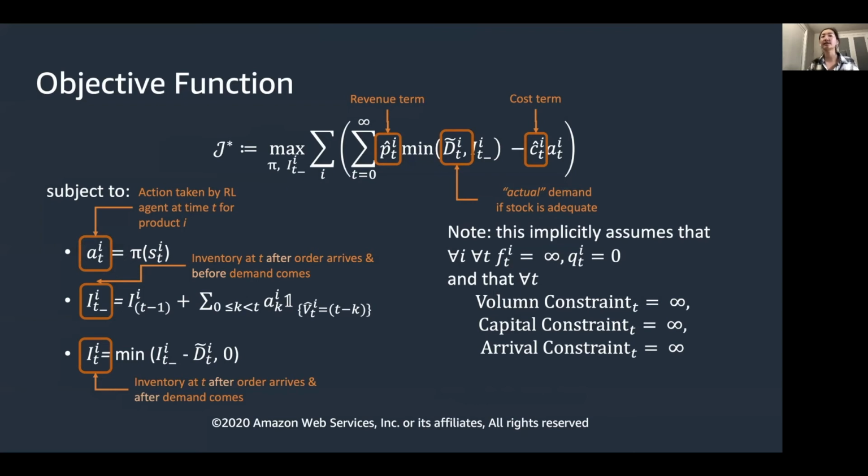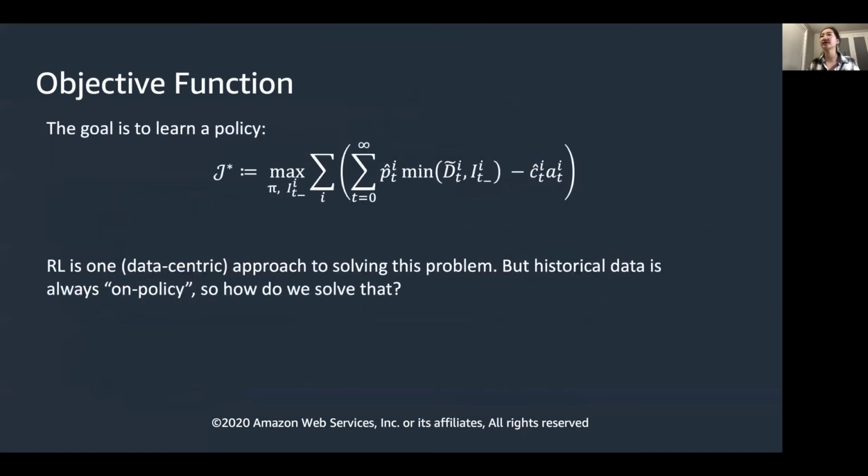And lastly, as I mentioned, we relax all the constraints. Volume constraint is infinity, capital constraint, arrival constraints, they're all infinity. With all these simplifications, the goal now is to build a policy pi such that the objective function is maximized. Our policy obtains data by acting in a real or simulated environment.